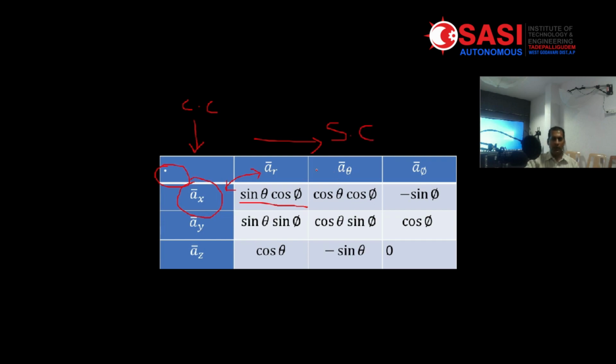If we take the dot product between A theta and AX, we use cos theta cos phi. If we take the dot product between A phi and AX, we use minus sin phi. Similarly, for the dot product between AR cap and AY cap, we use sin theta sin phi. Similarly for the rest. One more thing to remember: the dot product of AZ and A phi will be 0. By using this table we can find the solution for the given examples.